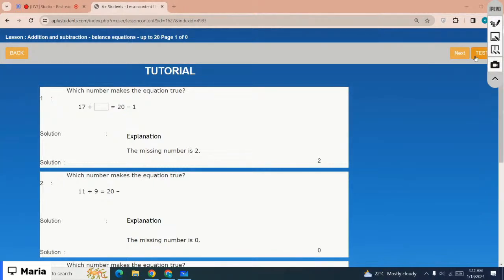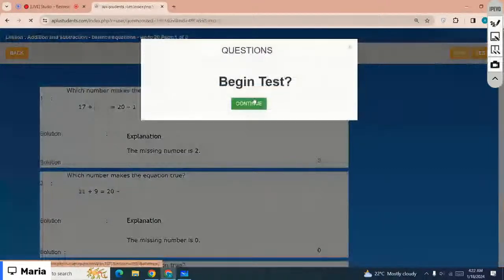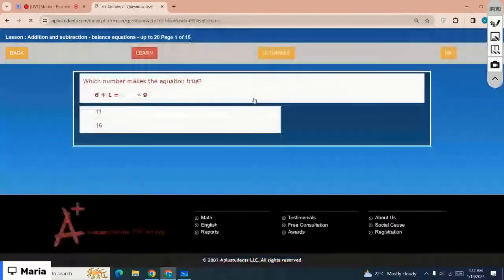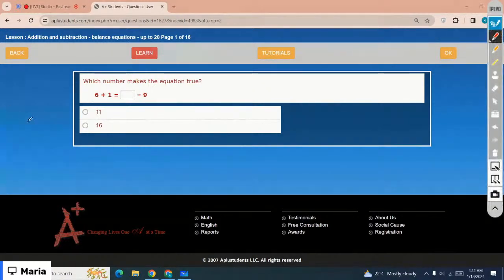Let's start with the test questions. Okay, which number makes the equation true? Just solve the side where you have both the numbers. So just do 6 plus 1. So 6 plus 1 is 7. Now you have to put a number over here that makes 7 here also, right? So which is the number that makes 7?